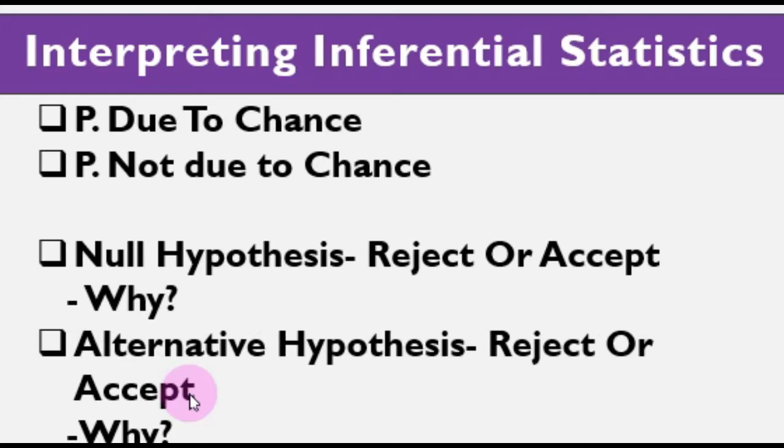Yung p-value due to chance and p not due to chance. Okay? The probability number natin. Null hypothesis, are we going to accept or reject? Okay, and why? As what I'm saying earlier. Then, alternative hypothesis, reject or accept and why. Okay, so laging naka-support si dito pinapakita dito na yung dalawang klaseng hypothesis na alternative and null hypothesis.